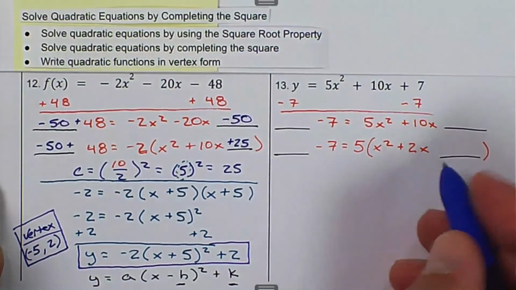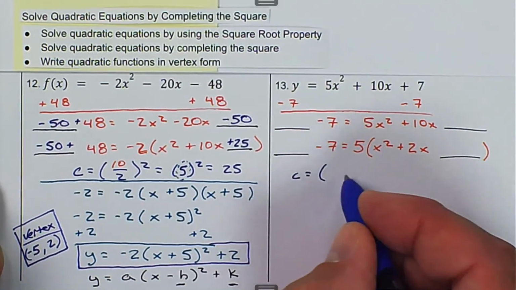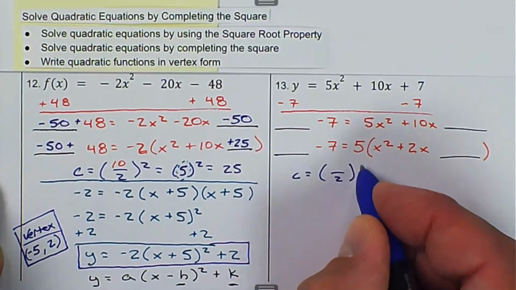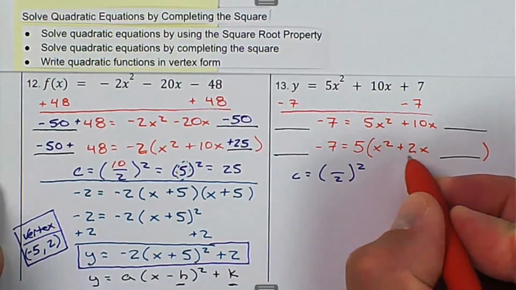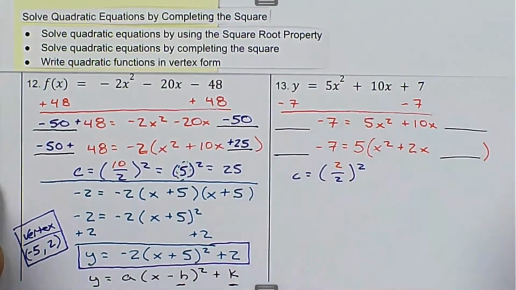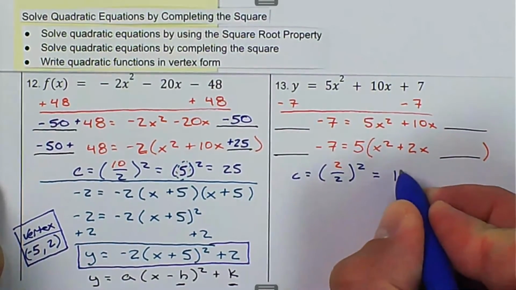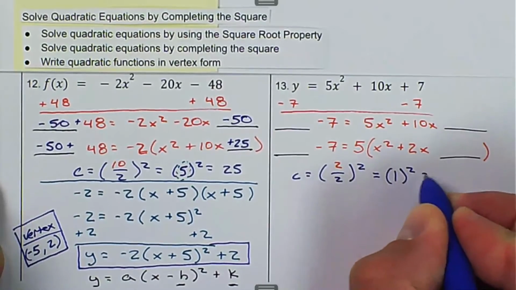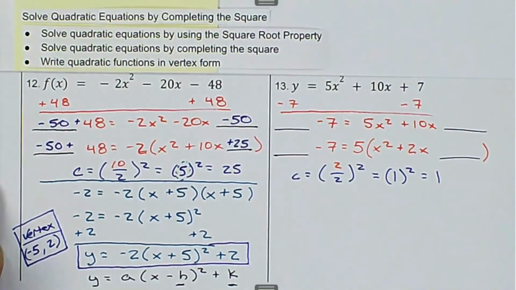Now we have to calculate our c value. So our c value is going to be equal to our b value divided by 2, squared. And our b value in this case is 2. 2 divided by 2 is equal to 1. That quantity squared is equal to 1. So again, we have to think about what that actually means.